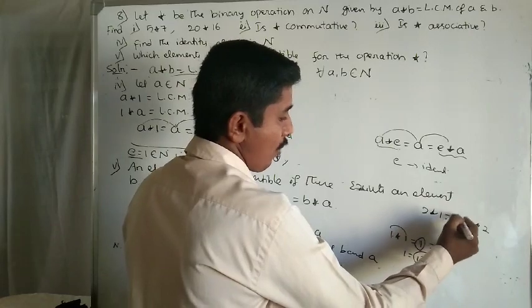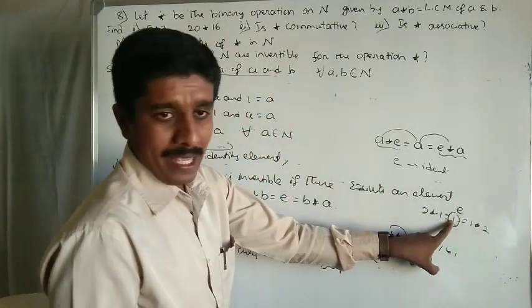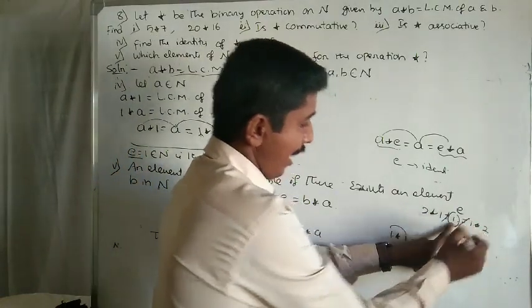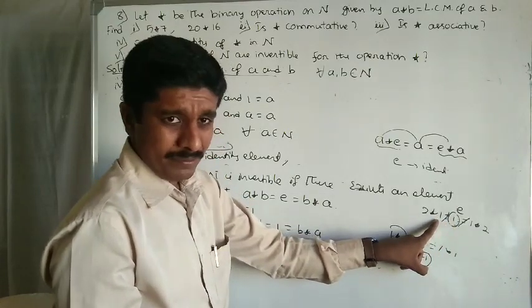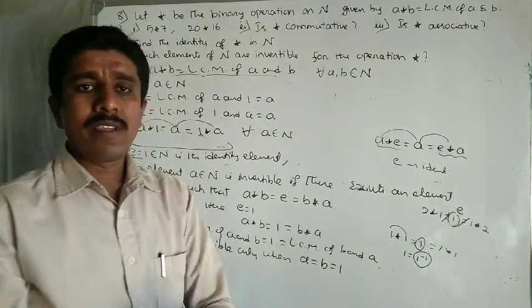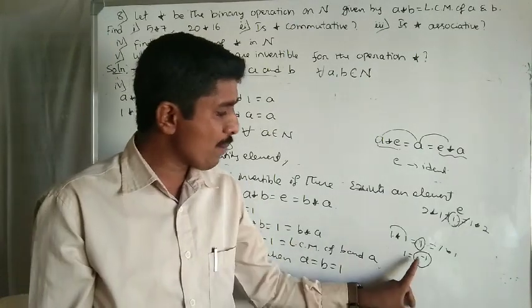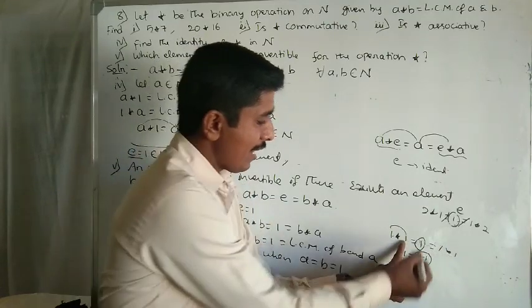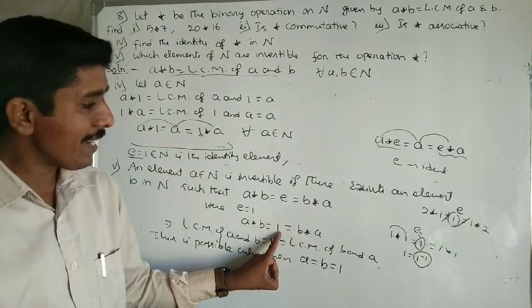But identity element here is 1, this is the identity element definition. Here E must be 1. But 2 star 1 cannot be 1, and 1 star 2 cannot be 1. Therefore, the inverse of any natural number does not exist except 1, because 1 star 1 equals 1. Clearly, this is the identity element. Are you following? 1 is the identity element.